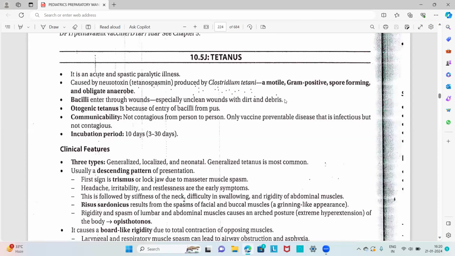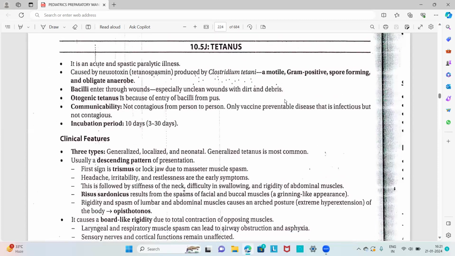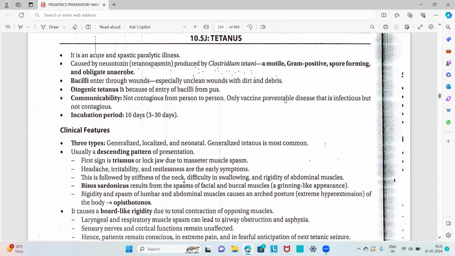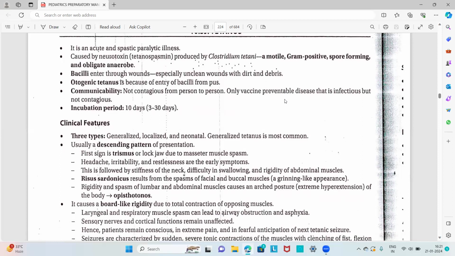Then about tetanus. Another infection that usually happens in childhood is tetanus. It is an acute, spastic paralytic illness. It is caused by the species Clostridium tetani, a non-motile, gram-positive, spore-forming obligate anaerobe, and it produces a neurotoxin, tetanospasmin, which causes tetanus in children.